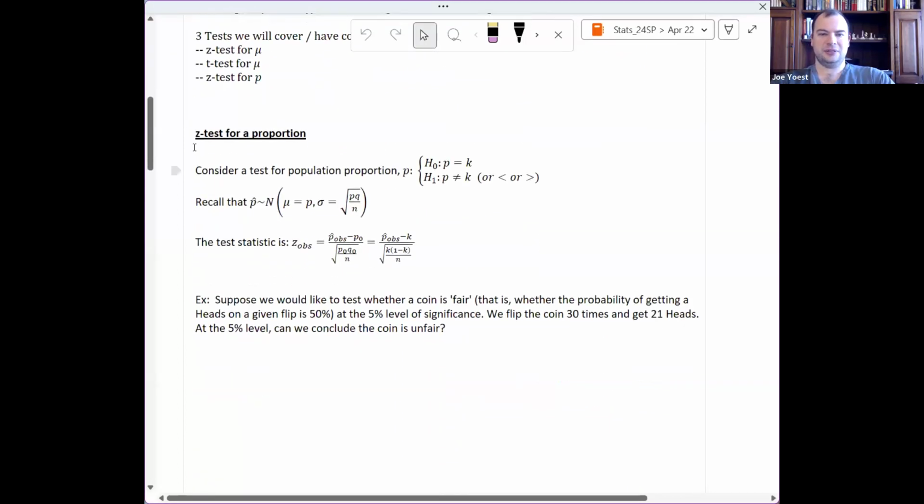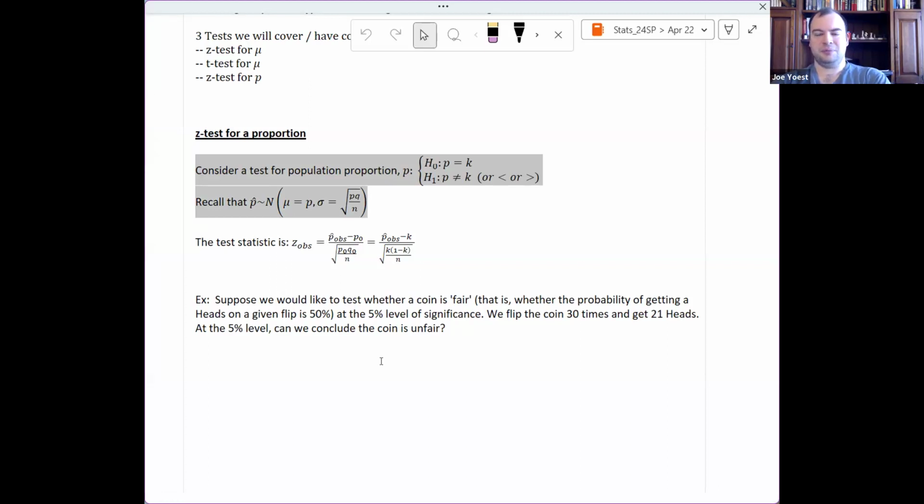Okay, so with all of that said, starting into the z-test for a proportion. Consider a test for a population proportion P where we have the null hypothesis P equals K, some number K. The population proportion, or the probability of an event, the parameter that we're interested in, equals the number K is the null, and the alternative is either P not equal to K, or P less than K, or P bigger than K. So we could have a 2-tail test, P not equal to K, or a 1-tail test, either left tail or right tail, similar to testing for the mean, right? Same thing applies here.